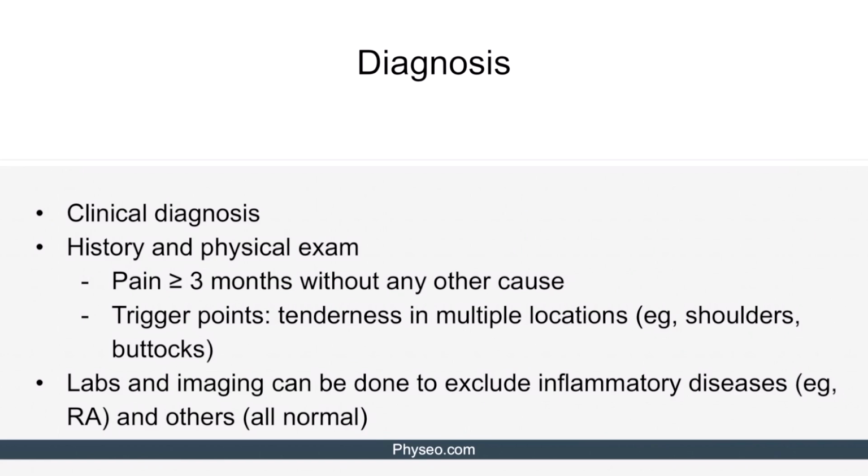It's important to note that labs and imaging are all normal in fibromyalgia, as we said before. So you're just trying to exclude other diseases. So would it make sense to get labs? Yes, it would, because you don't want to miss another disease that you could catch with labs. So with fibromyalgia, you're doing these labs and you're expecting them to come out normal. And if they are, then that helps support your diagnosis.